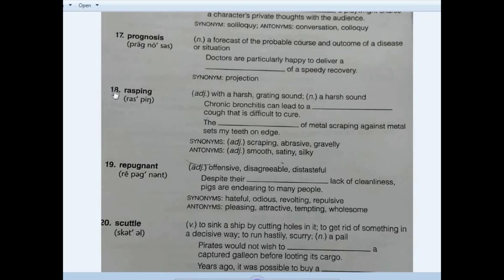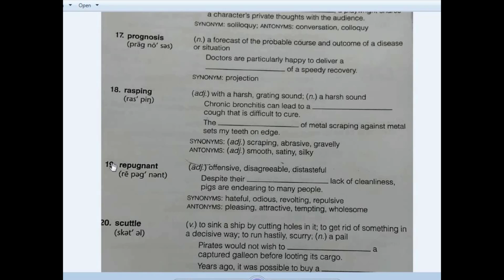Number 18, rasping. It is a harsh sound. It can be an adjective with a harsh sound, or a noun, a harsh sound. A sentence: chronic bronchitis can lead to a rasping cough that is difficult to cure. A rasping, harsh cough. The second sentence: the rasping of metal scraping against metal sets my teeth on edge. This is the sound of metal, that harsh sound. Synonym: scraping. Antonym: smooth or silky.